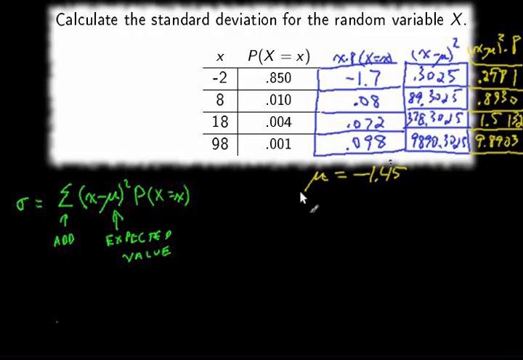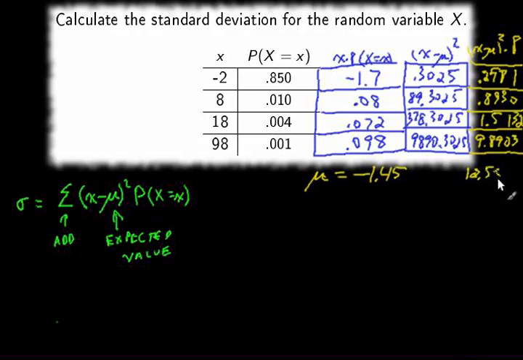So we have to sum these numbers. We add up this column, 0.2571 plus 0.893 plus 1.5132 plus 9.8903, which gives 12.5536.